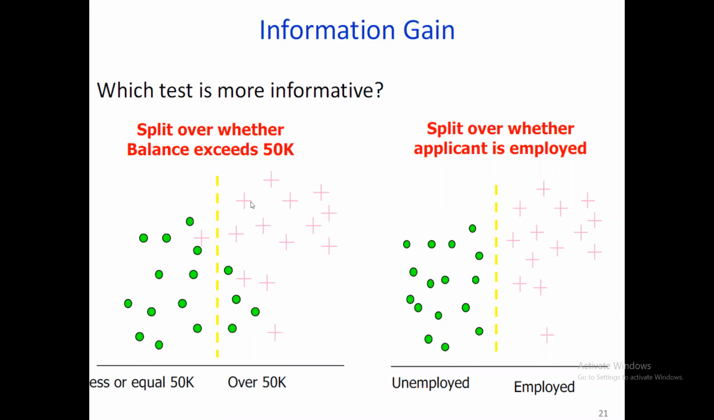If we see both these distributions, we can easily observe that the distribution on the right hand side is more pure and the distribution on the left hand side is more impure than the right. So we should choose to split on an attribute that is more pure than the other one, right? That is the most pure one. So we should choose to split on whether the applicant is employed or not in this case.